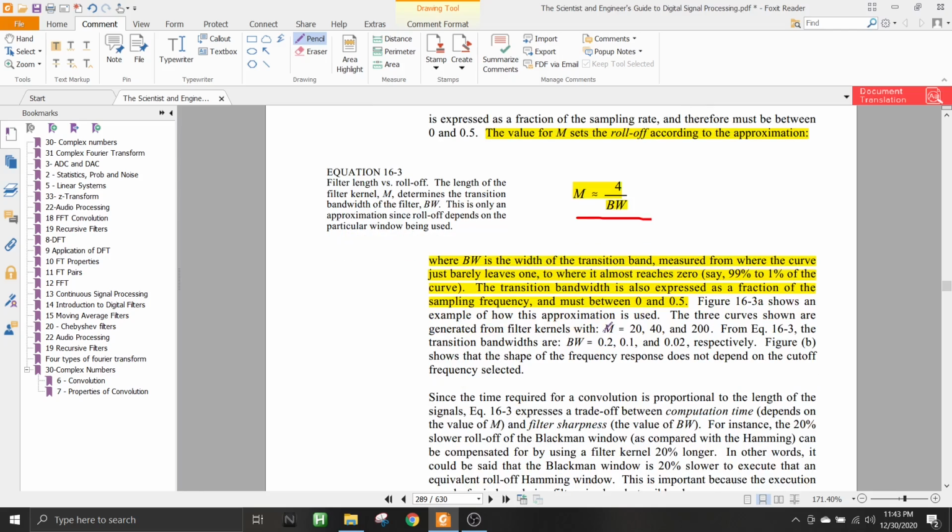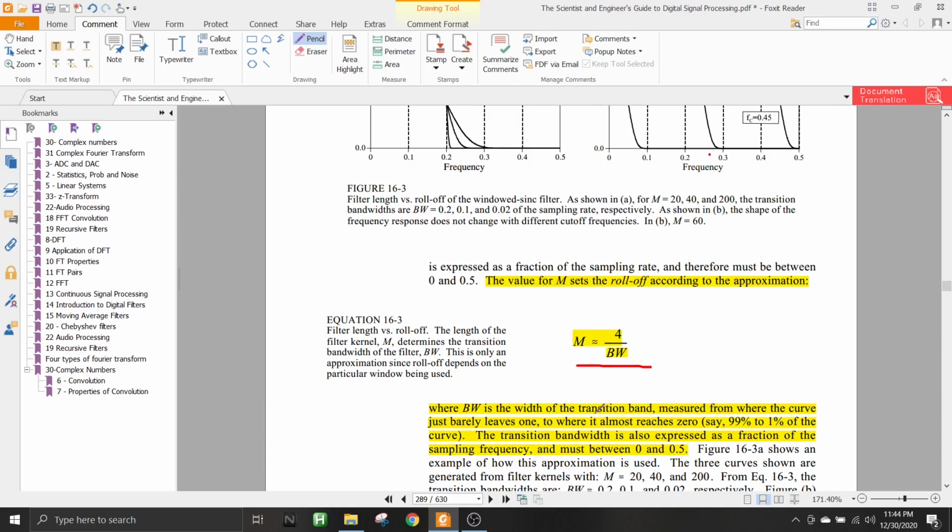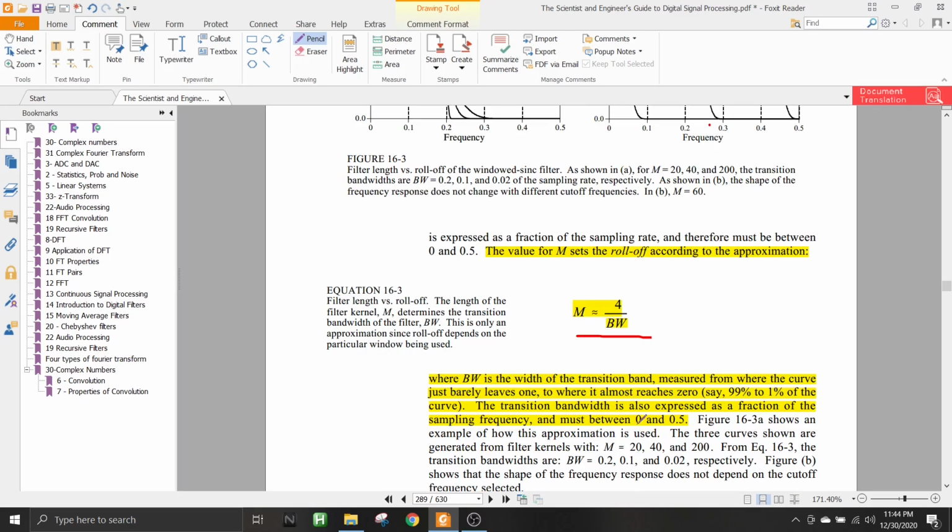Now, of course here bandwidth is expressed as a fraction of the sampling frequency and must be between 0 and 0.5. Notice that normally when we talk about bandwidth, we say it is this many bits per second, Mbps or kbps. If we talk about analog signal frequency, bandwidth is in hertz, kilohertz or megahertz. But here the value that we will get will be from 0 to 0.5. If you multiply that fraction with the actual sampling rate, then you will get the bandwidth in hertz.